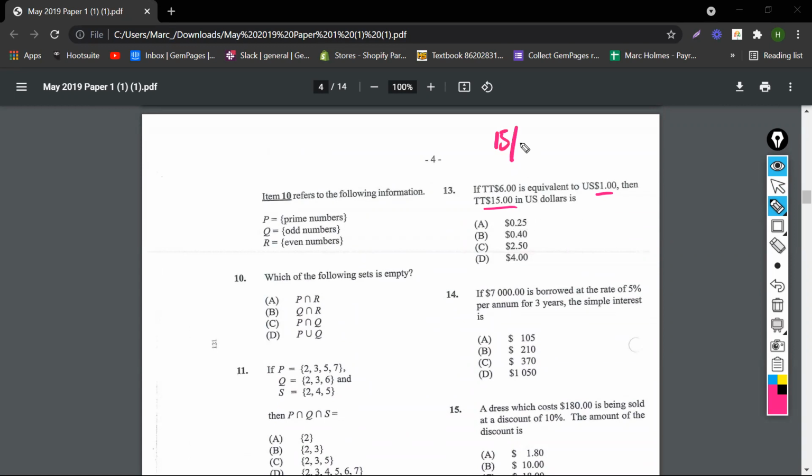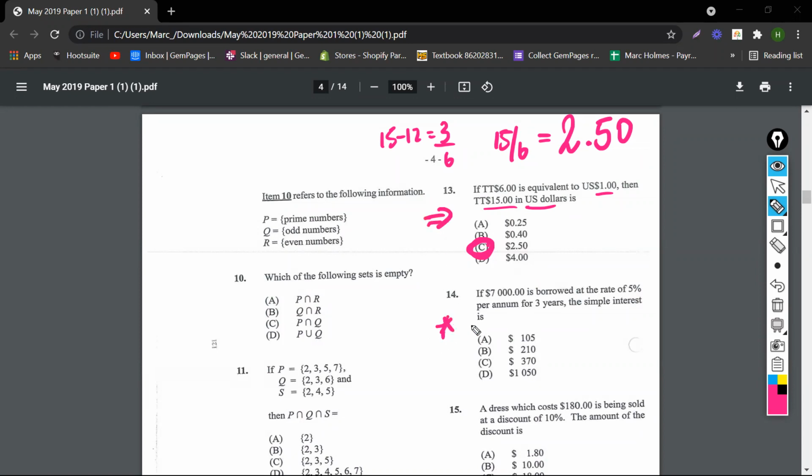So 15 divided by 6, guys. 6 goes into 15 2 times for sure, leaving 15 minus 12, which leaves 3 as a remainder, and that 3 is over 6. So that would end up being 2.5, right? So the answer is definitely C. All you have to do is divide 15 by 6, and you're going to end up with $2.5 in US. Cool. So that was well easy. It's just some basic conversion.